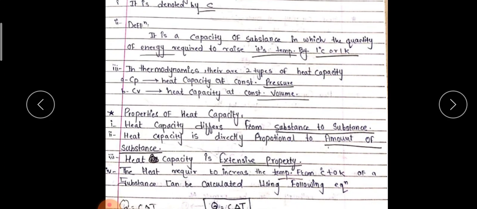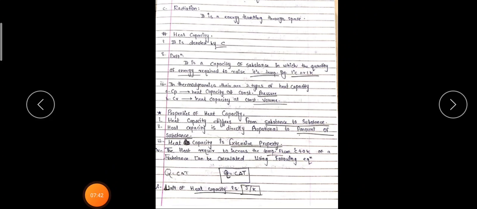Heat required to increase the temperature of a substance can be calculated using the equation Q = C ΔT. Units of the heat capacity is joule per Kelvin. That you have to remember, because on all these properties there will be MCQ based on this particular topic. Okay, please go through this part.